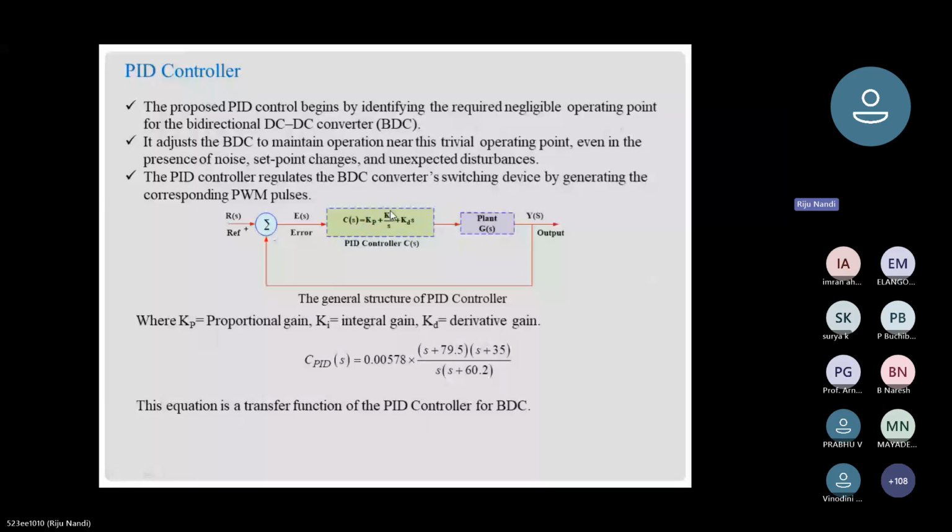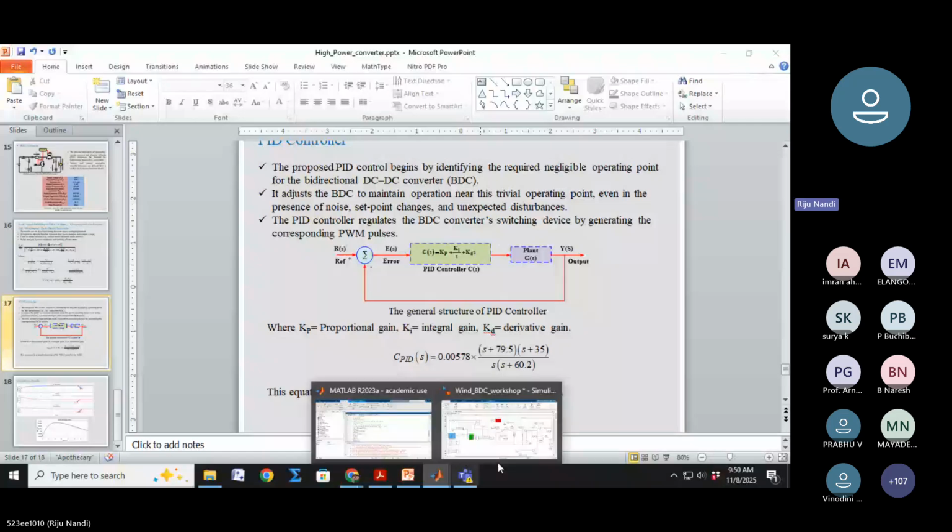For my simulation in the tool, for the PID controller I have used the transfer function 0.00578 with a pole at S, and zeros at minus 60.2, minus 77.9, and 35. That equation is the transfer function of the PID controller of the BDC. So now I'll go for the simulation part for the controlling.